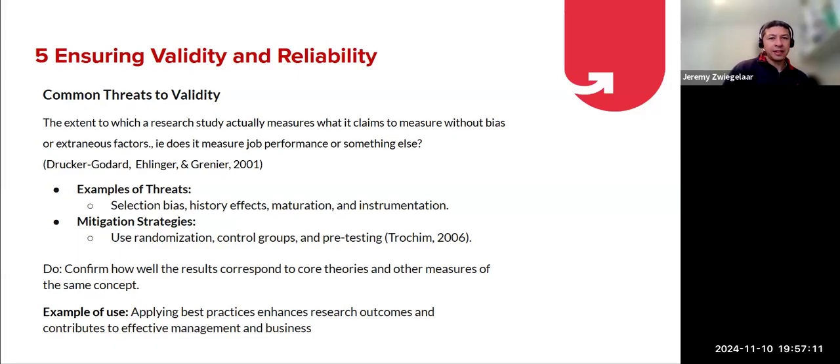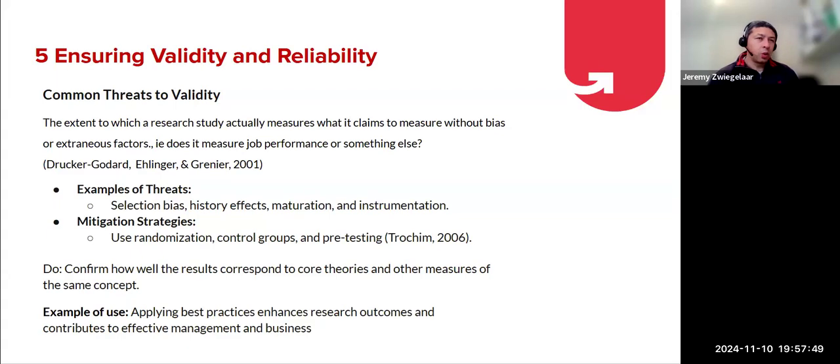When we talk about validity, what we are trying to do is to see the extent to which a research study actually measures what it intends to or claims to measure, without bias or extraneous factors. So does it measure job performance, or does it measure something else? And how do we know that? If we want to understand job performance, we need to be able to explain it and show it. So we have different ways of testing whether or not we are being valid.